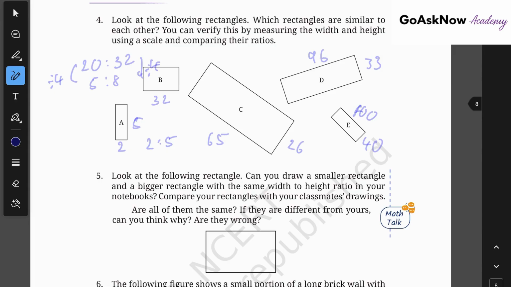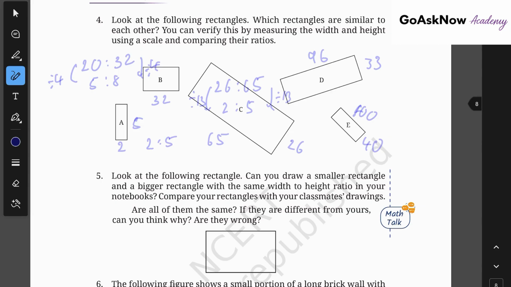Now let's do rectangle C. The ratio is 26:65. You can simplify this to 2:5, as both sides can be divided by 13. Since 2:5 in its simplest form is the same as rectangle A's ratio 2:5, A and C are similar, since both their simplest ratios are the same. But B and C are not similar since their ratios are not the same.